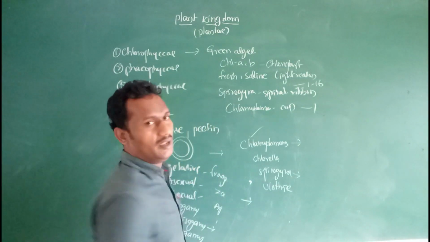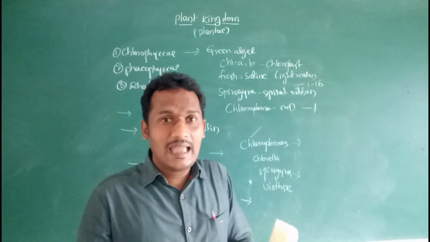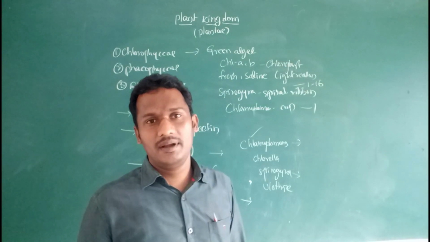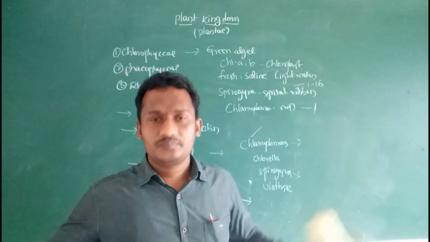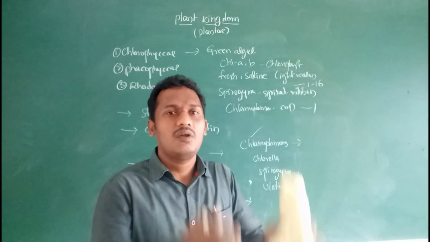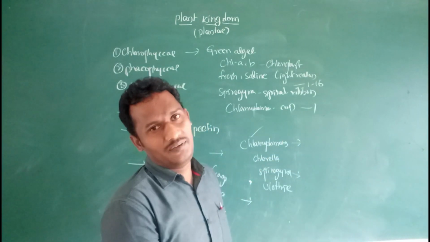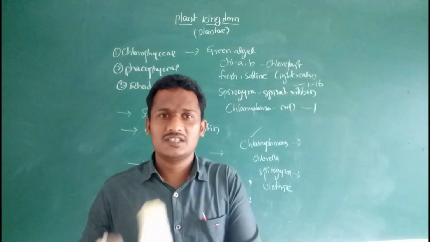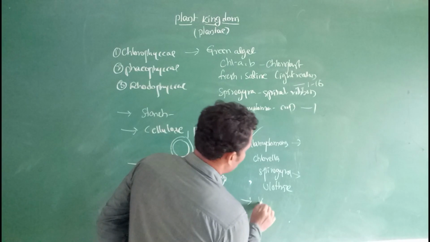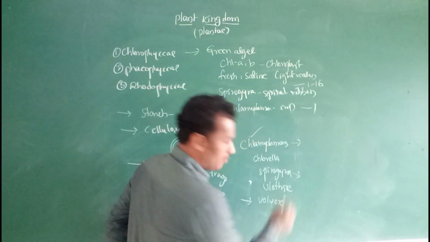Then oogamy. Oogamy means the female gamete is large, static and non-motile, and the male gamete is smaller and motile. So fusion between a large non-motile static female gamete and a motile small male gamete is known as oogamous. The best example is Volvox.